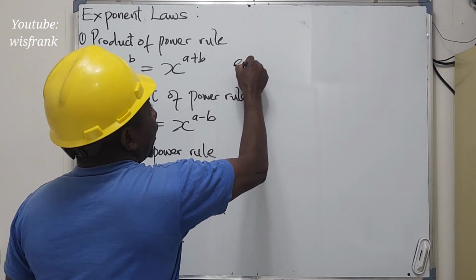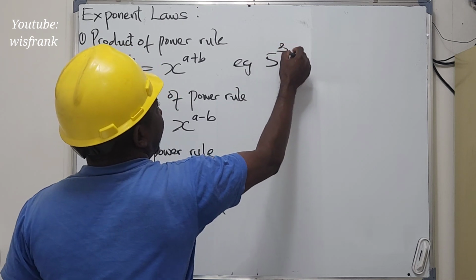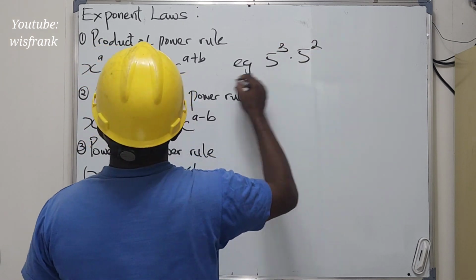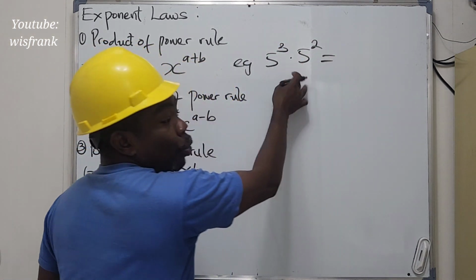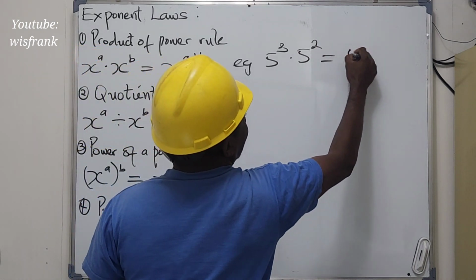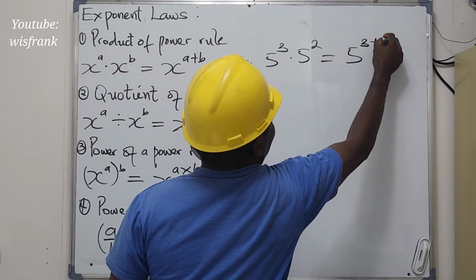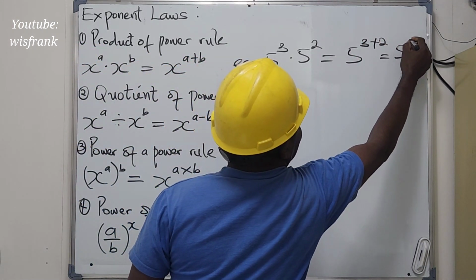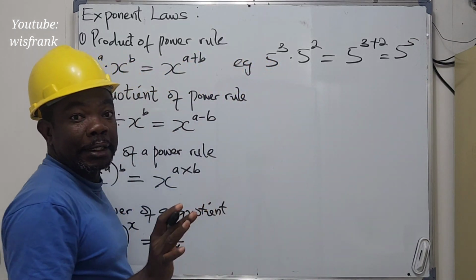For example, if we have 5 to the power of 3 times 5 to the power of 2, it simply means that, since we have the same base, we can have 5 to the power of 3 plus 2, which is equal to 5 to the power of 5. So that is the answer.